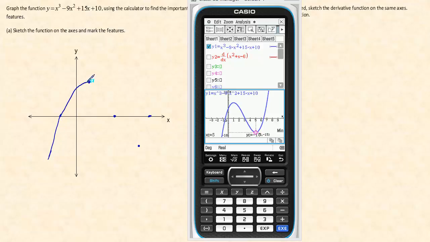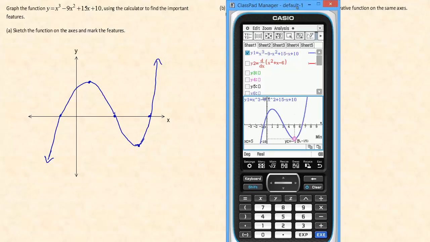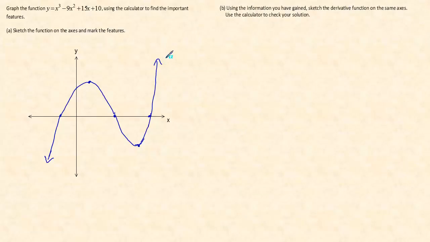So we know there's a turning point just here, comes back down through this 0, turning point here, and then like so. So that's our sketch of y is x cubed minus 9x squared, add 15x, add 10.